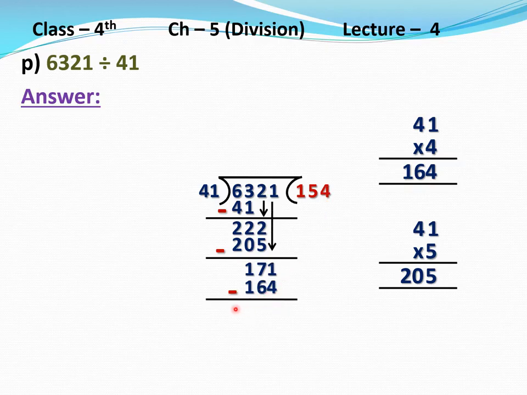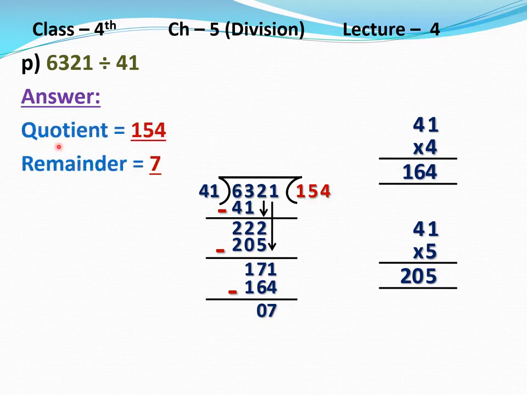Clear? Now we will do subtraction. 1 minus 4, it is not possible, so we will take borrow from this 7. So this 7 will become 6 and this 1 will become 11. 11 minus 4, 7. 6 minus 6, 0. Okay, 1 minus 1, 0. Quotient equal to 154 and remainder equal to 7. Write down. Quotient equal to 154, remainder equal to 7.